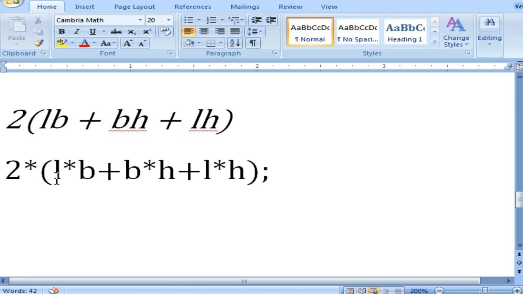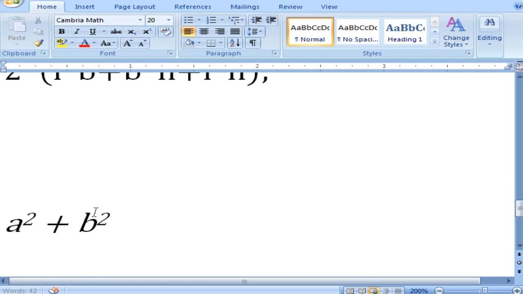So how it works is it will execute the inner parenthesis first. There is only one parenthesis, so that will be evaluated first. So here you got asterisk and plus sign. So first asterisk will be evaluated. Here you got 3 asterisk symbols, so it will go from left to right. Associativity will be from left to right. So L into B will be evaluated first, and then B into H, and then finally L into H. Then finally it will add the first 2 expressions, and then add the third expression. Then finally multiply by 2.